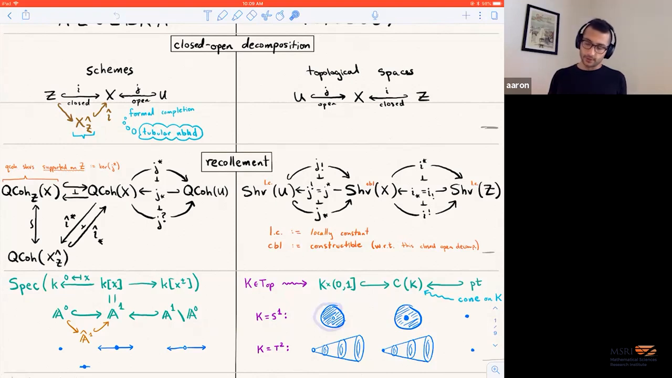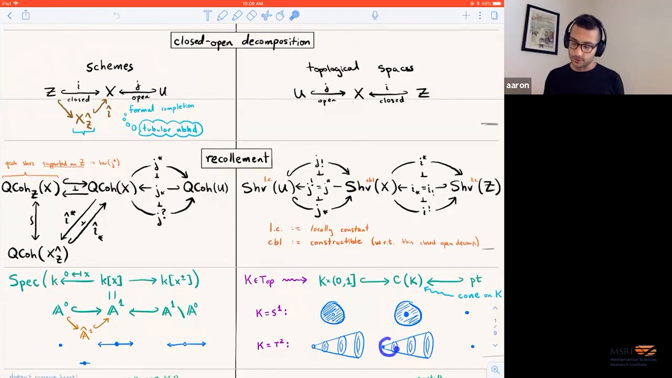On the other hand, if I take the two torus, I just wanted to draw another example. So here it is. It's the cone on the two torus, but keep in mind that a little neighborhood around this cone point is interesting. We'll see that manifest itself in a moment. And then here's the complement. It's where we've just removed that cone point. So those are examples of closed open decompositions, and they give the following recollements.